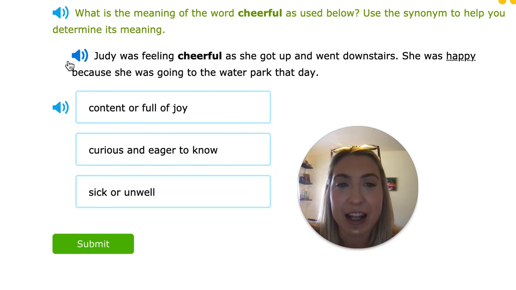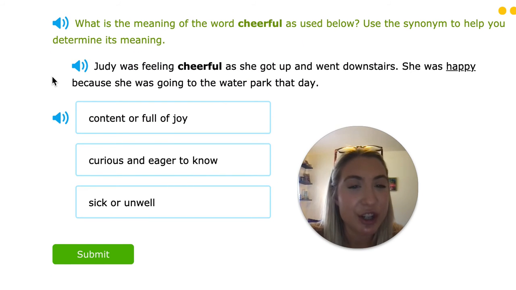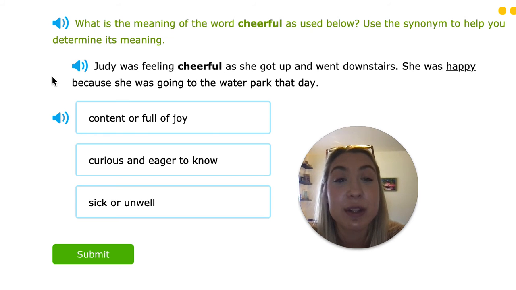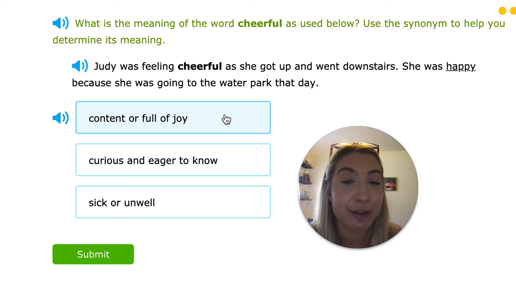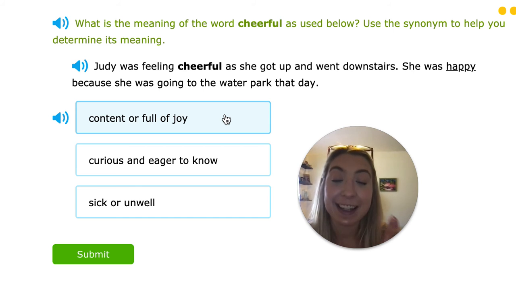Then they ask us, what is the meaning of the word cheerful as used below? Use a synonym to help you determine its meaning. Judy was feeling cheerful as she got up and went downstairs. She was happy because she was going to the water park that day. So she was in a really good mood. Which word defines cheerful? Content or full of joy? That sounds really good, because it sounds like she was full of joy to go to the water park.